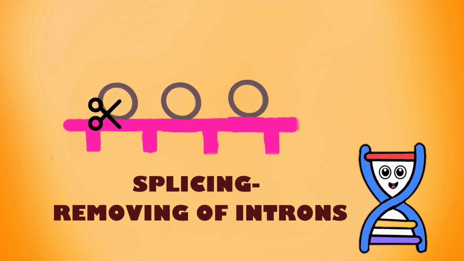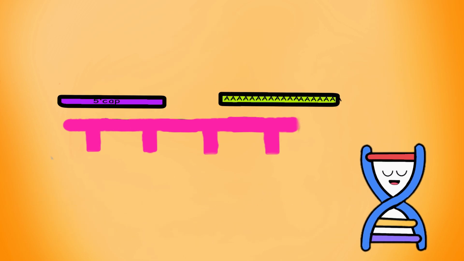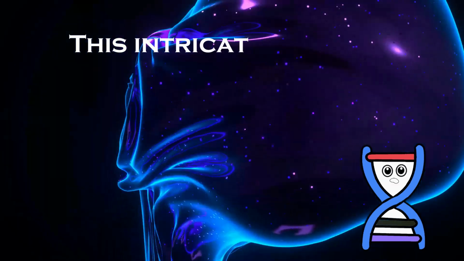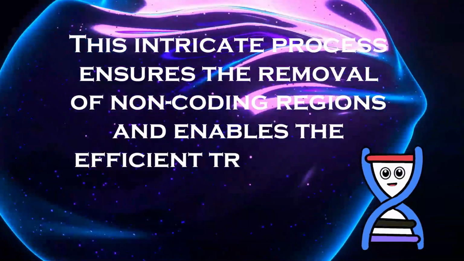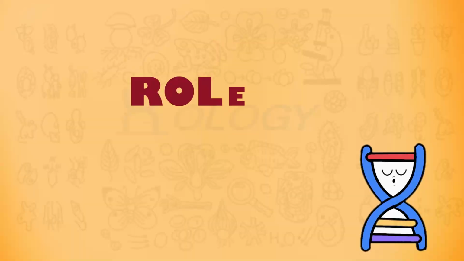Processing steps in eukaryotes involve the addition of a 5' cap, the removal of introns through RNA splicing, and the addition of a poly A tail at the 3' end. This intricate process ensures the removal of non-coding regions and enables the efficient translation of the genetic information.